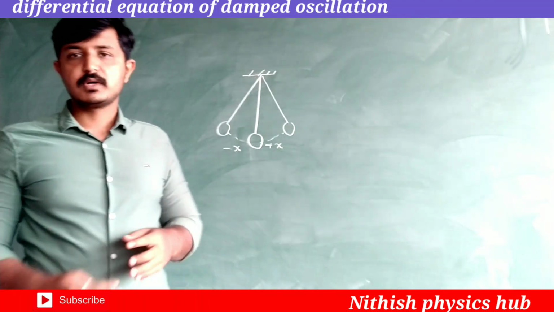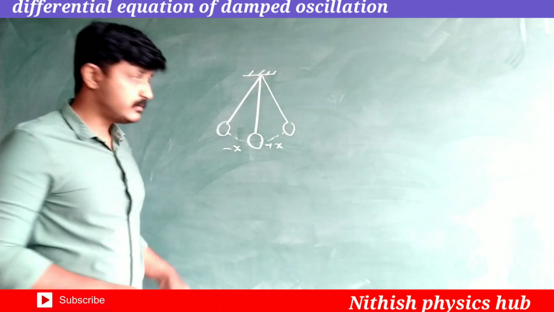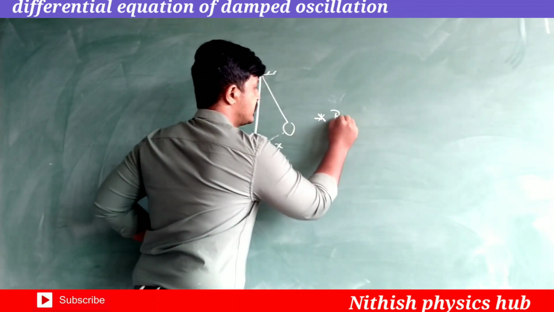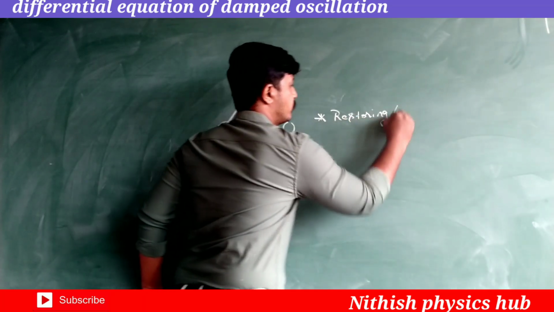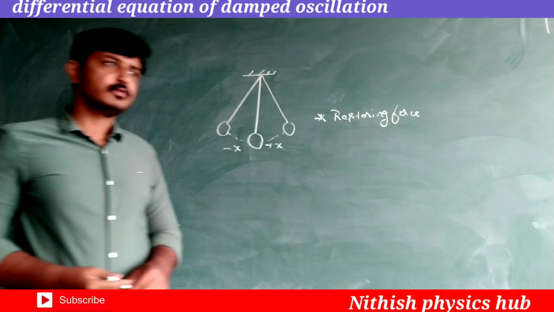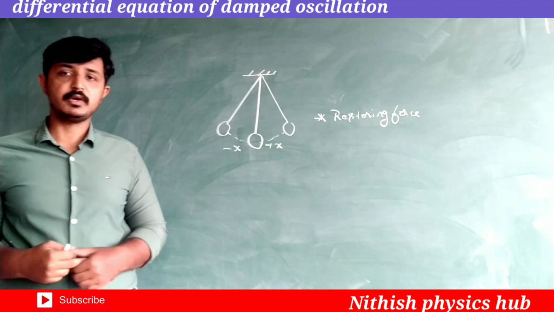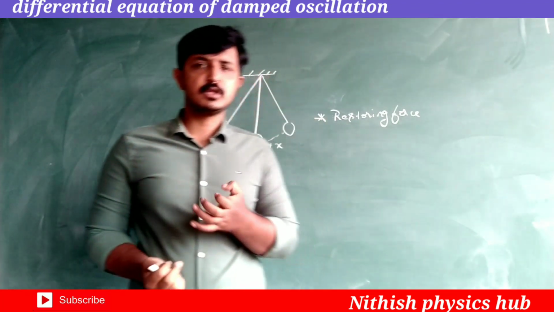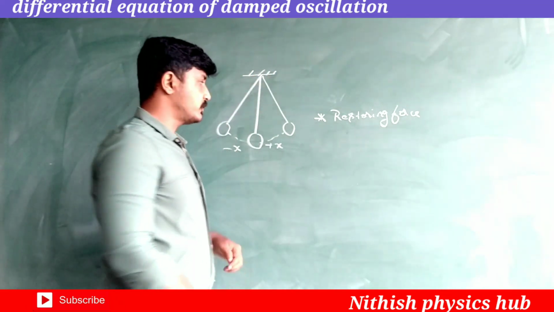So if the body wants to come to the rest position, there are two types of forces which will be acting on it. One will always be a restoring force. The restoring force is nothing but the force within the body, which enhances itself to pull the body to the rest position. It is called the restoring force.